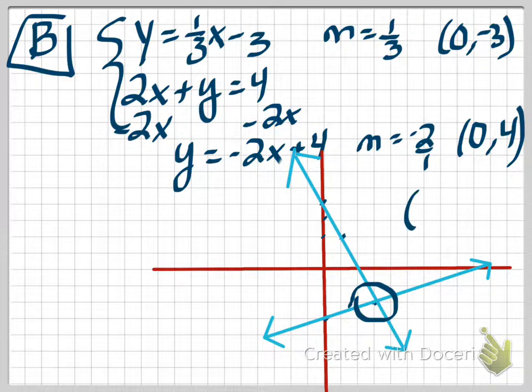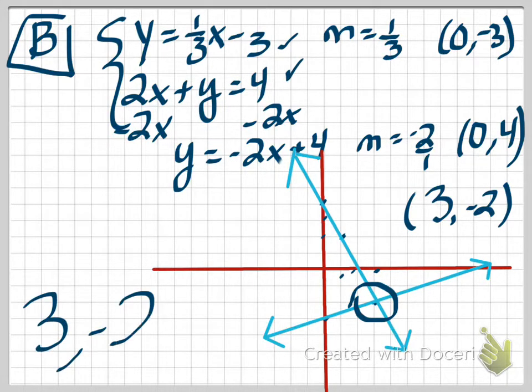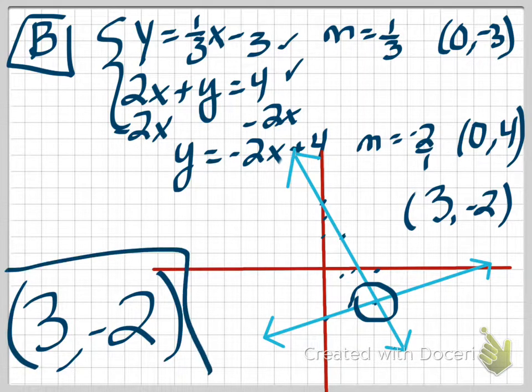Okay, that's pretty good. So my solution is the intersection, and the intersection looks like it's right there. Sorry, that is definitely not 2. I go over 3, 1, 2, 3. That's at 3, -2. If I plugged it in the equations, I would get that it's valid, that it's true for both of them. So my solution to the system is 3, -2.